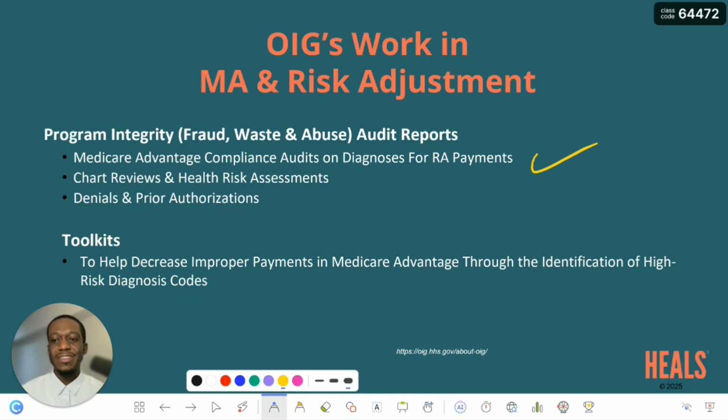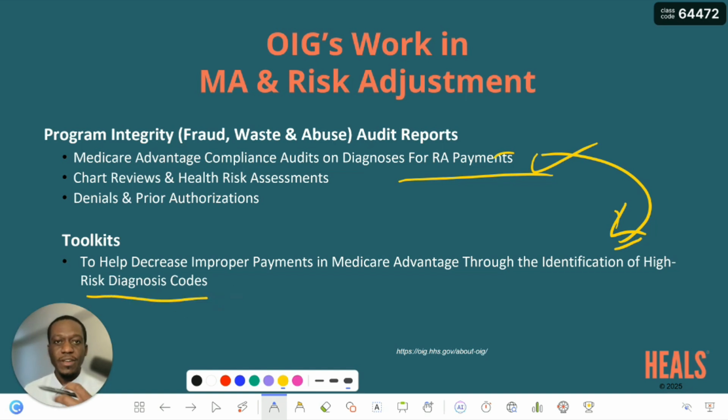OIG also produces some toolkits. For example, based on their work on Medicare Advantage risk adjustment, OIG developed a toolkit for the industry to leverage to decrease improper payment in Medicare Advantage risk adjustment through the identification of high risk diagnoses. So OIG, apart from doing the audits, also provides some resources that the industry can leverage as they make sure that the programs are running as they should. And with that, we will take some time and go to the OIG website.